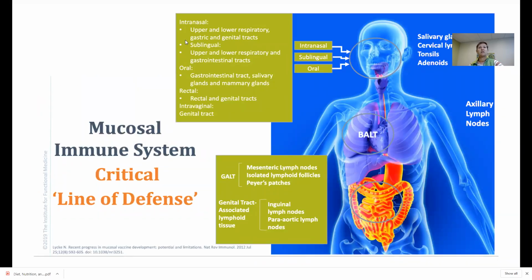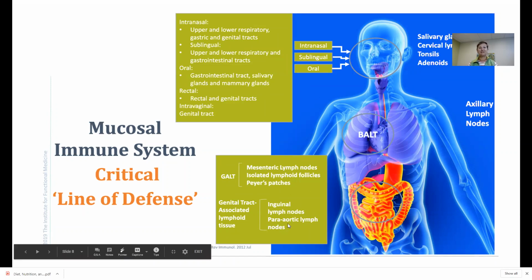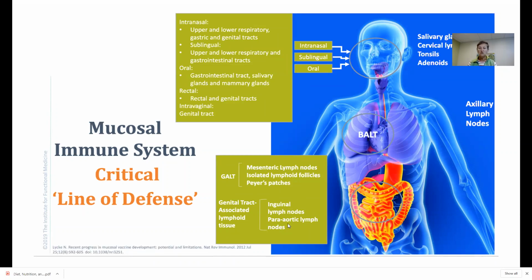When we think about the mucosal immune system, really it's our line of defense. And that's where, if you get sick, you don't tolerate food as much, and things make you feel sick. That's all part of that gut barrier. So we have our intranasal tracts, we have our oral tract and all of our salivary glands. All of these things play roles in this immune system. So our gut is super important for our immune system.